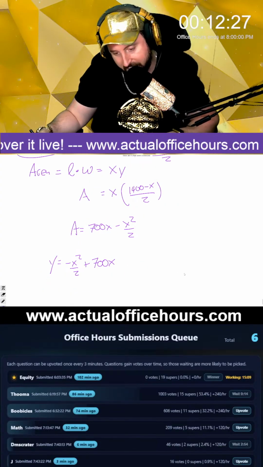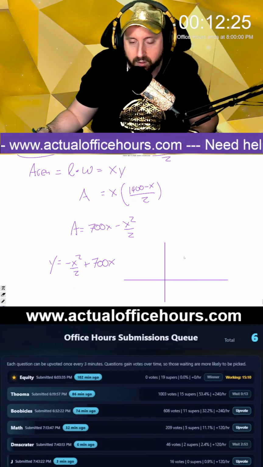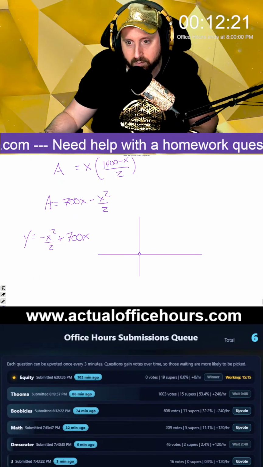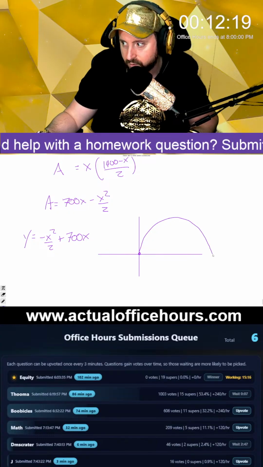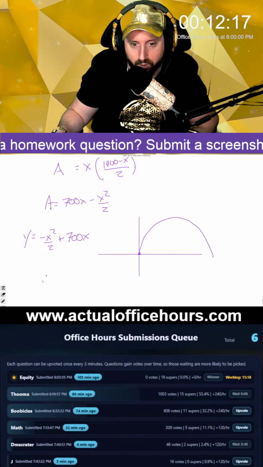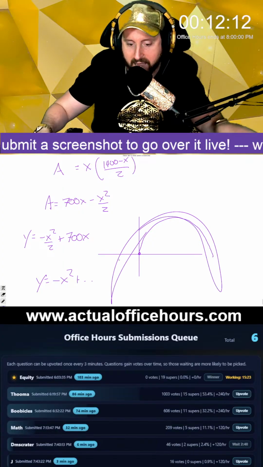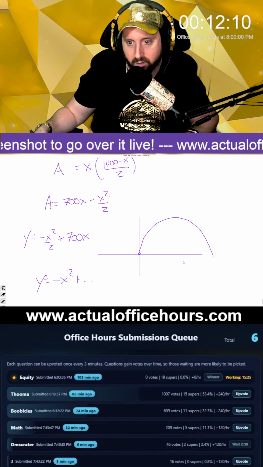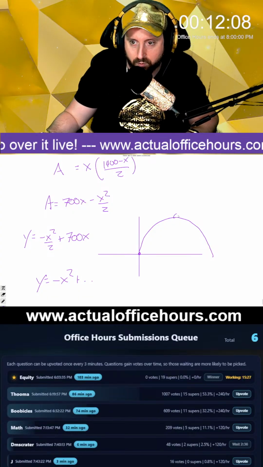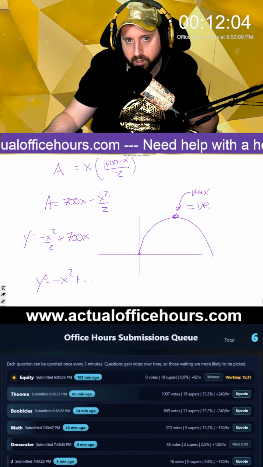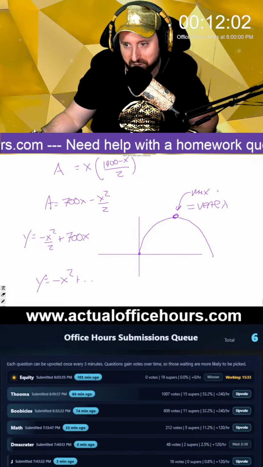You could rewrite this as a parabola, and what you would see is that it would look something like this. So the negative x squared, when you have y is equal to negative x squared plus blah blah blah, that's going to be a sad face parabola. And because of that, you know that there's always going to be a maximum, which is also equal to the vertex.